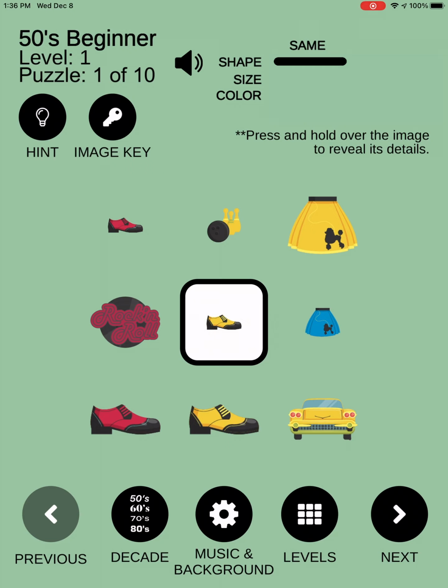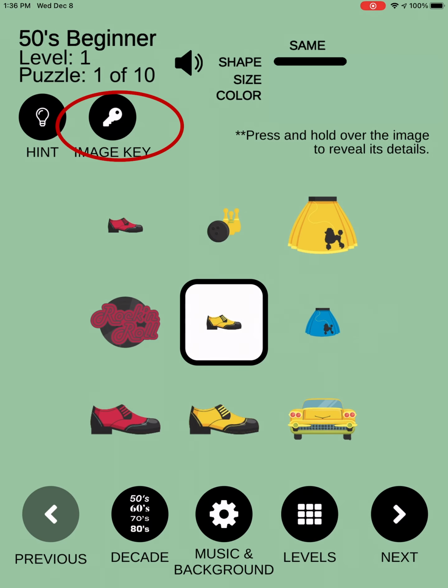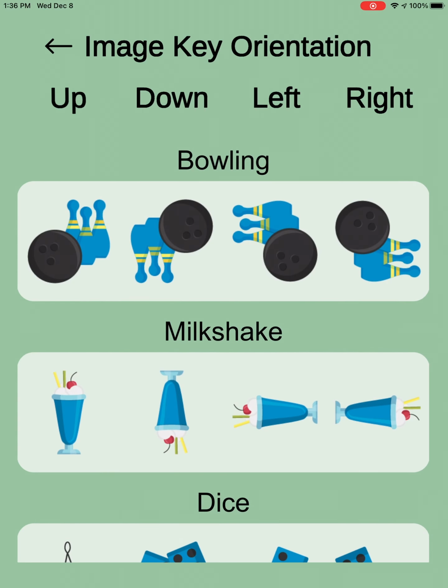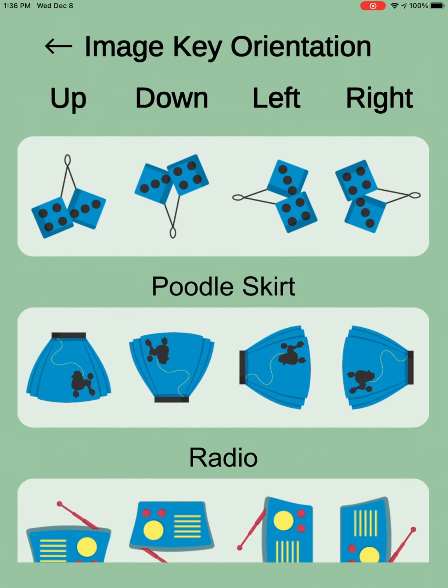Let's review a few features and actions you can take to work through the puzzles. Here you have the information about what level and difficulty you are on. Here are 2 buttons to help you. The Hint button suggests prompts you might say out loud to help you find the correct images. The Image Key button shows the image orientations you will see throughout the level.